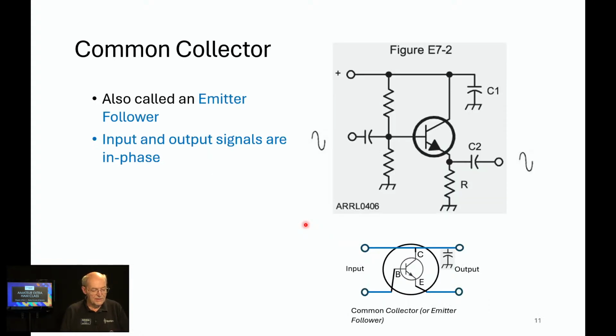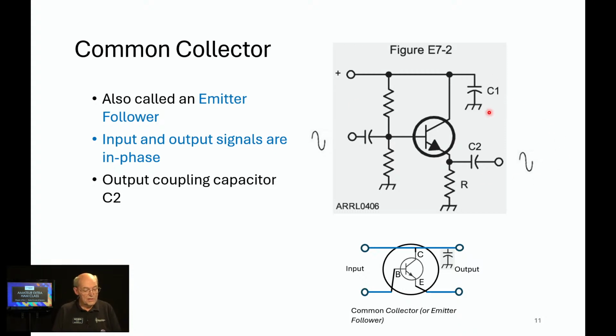Common collector. Okay, a few pool questions here. It's also called an emitter follower. You can see that the output signal is off the emitter. That's where you get the term emitter follower. And again, the input and output signals are in phase. We see the output coupling capacitor. I think we're beginning to understand what the purpose of all of these parts happen to be here. This is the power supply positive, which is normally an AC ground. They also bypass it just to make sure that it's at ground.